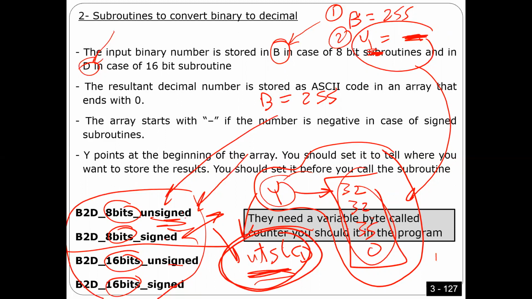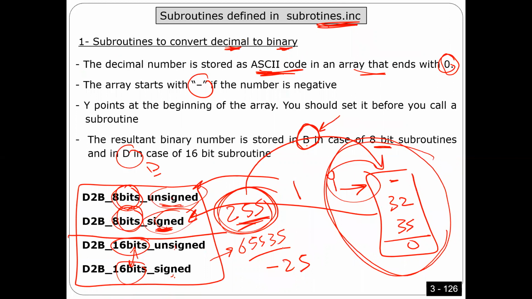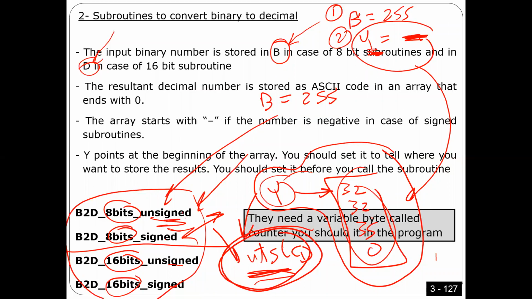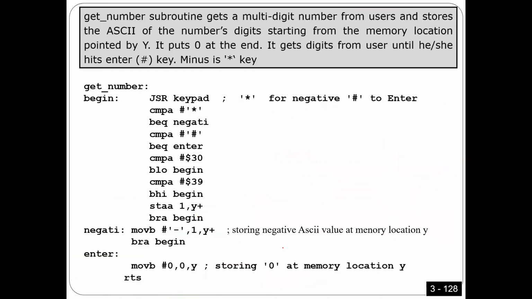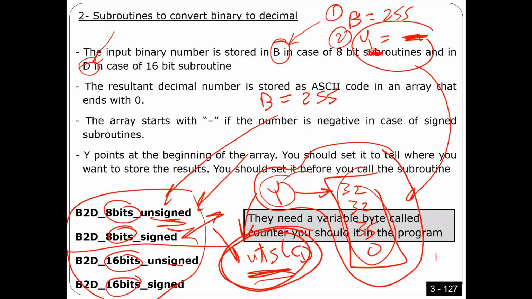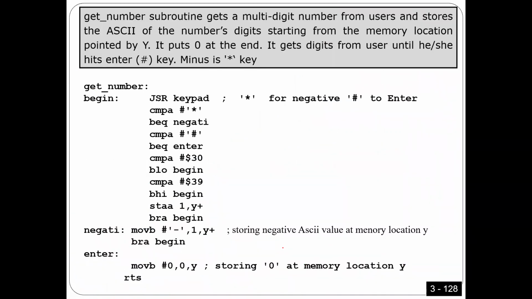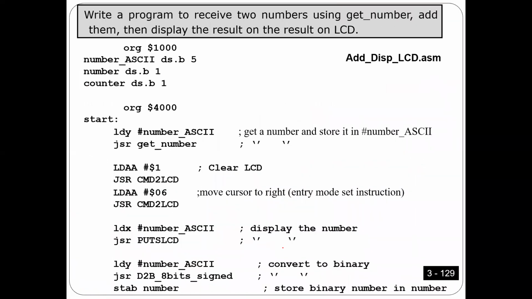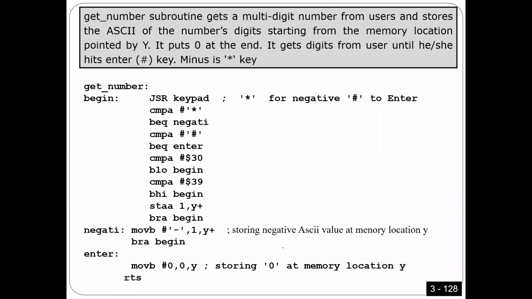Any question, guys? So what I'm saying is, we have some subroutines. These subroutines can convert binary to decimal, decimal to binary. You can just use them. This is in case of assembly. Also in C language, we have some subroutines, and I'm going to explain them. But before I show you the next program, I want to tell you about one new function. You can just use this function.